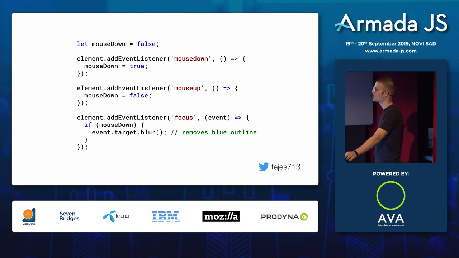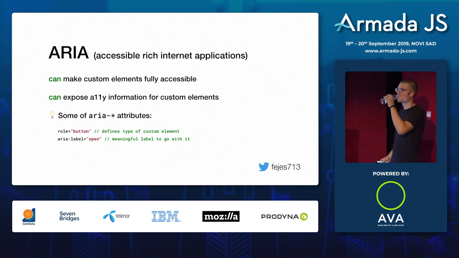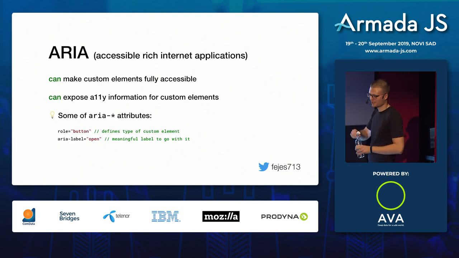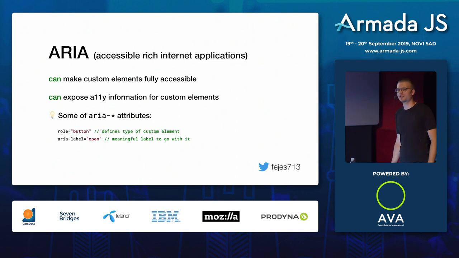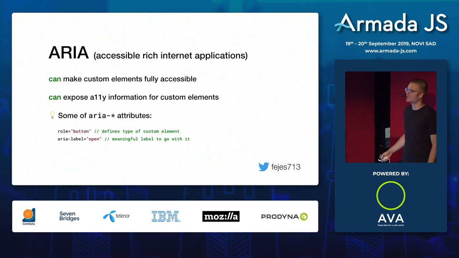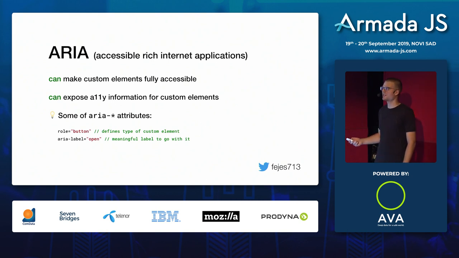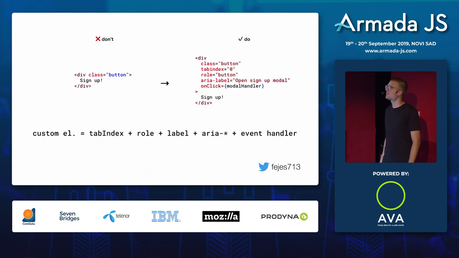As I mentioned, tab index is not enough, so we need to introduce something called Accessible Rich Internet Applications. This is the standard that makes your custom elements fully accessible to assistive technologies. It exposes information to screen readers and other technologies that makes it accessible for the end user. This is an example of role equals button, which indicates that your custom component is a button, and there is a label for it. Whenever a screen reader encounters it, it's going to read that label. This is a very good example of it.